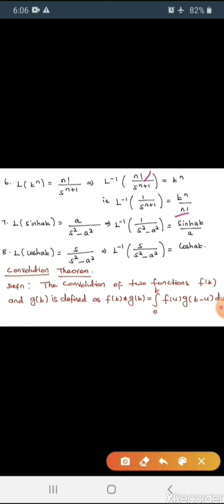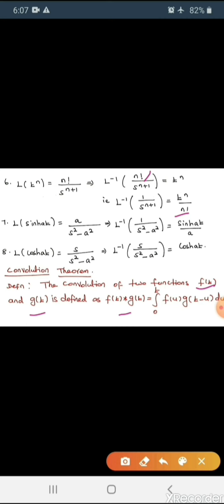Okay, now we are going to see convolution theorem. First, let us see the definition of convolution of two functions. That is, the convolution of two functions f of t and g of t is defined as f of t star g of t. The star denotes convolution. F of t convolution g of t is equal to integral 0 to t f of u into g of t minus u du. This is the definition of convolution of any two functions f of t and g of t.